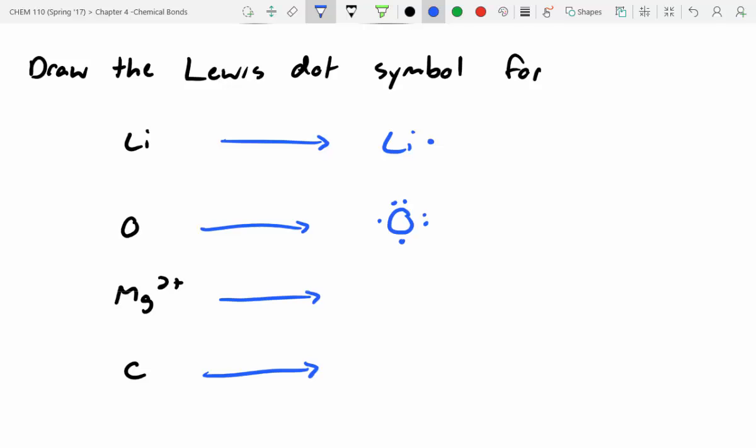That works. All right, magnesium. This one's tricky. Magnesium normally has a valence of 2, but it's got a 2 positive charge, so it'd be 0. So we would just write the element symbol with no dots on it. So let's make a note of that. So 2 electrons were removed.